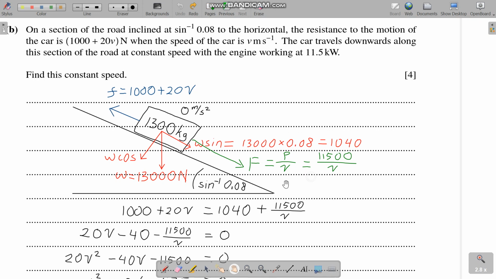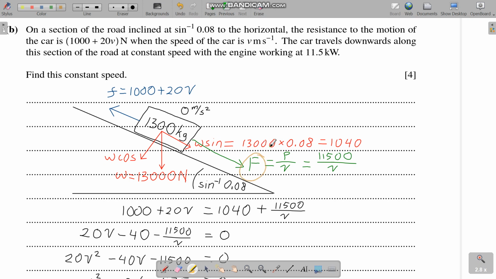weight vertically downwards. So this is the weight force, m times g, 1300 times 10. We can split this weight into perpendicular to the slope, W cos, and parallel to the slope, W sine. We don't really need W cos because we don't have the coefficient of friction anyway. We use this for the friction or the resistance force, so we don't use this. Of course, we also don't use this because we have split this already. So we only care about three forces: the resistance force, the W sine, and the engine force.